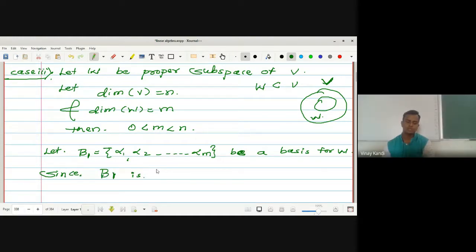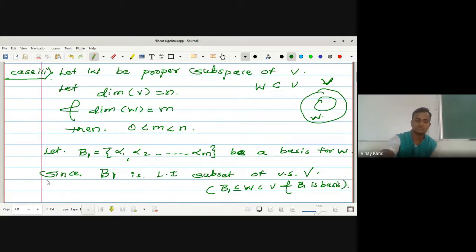Now since B1 is a linearly independent subset of vector space V, is it correct? B1 is a basis of W, but W is contained in V. So that is why B1 is a linearly independent subset of the vector space V. What is the reason? B1 is contained in W, which is contained in V, and B1 is a basis. This is the reason.